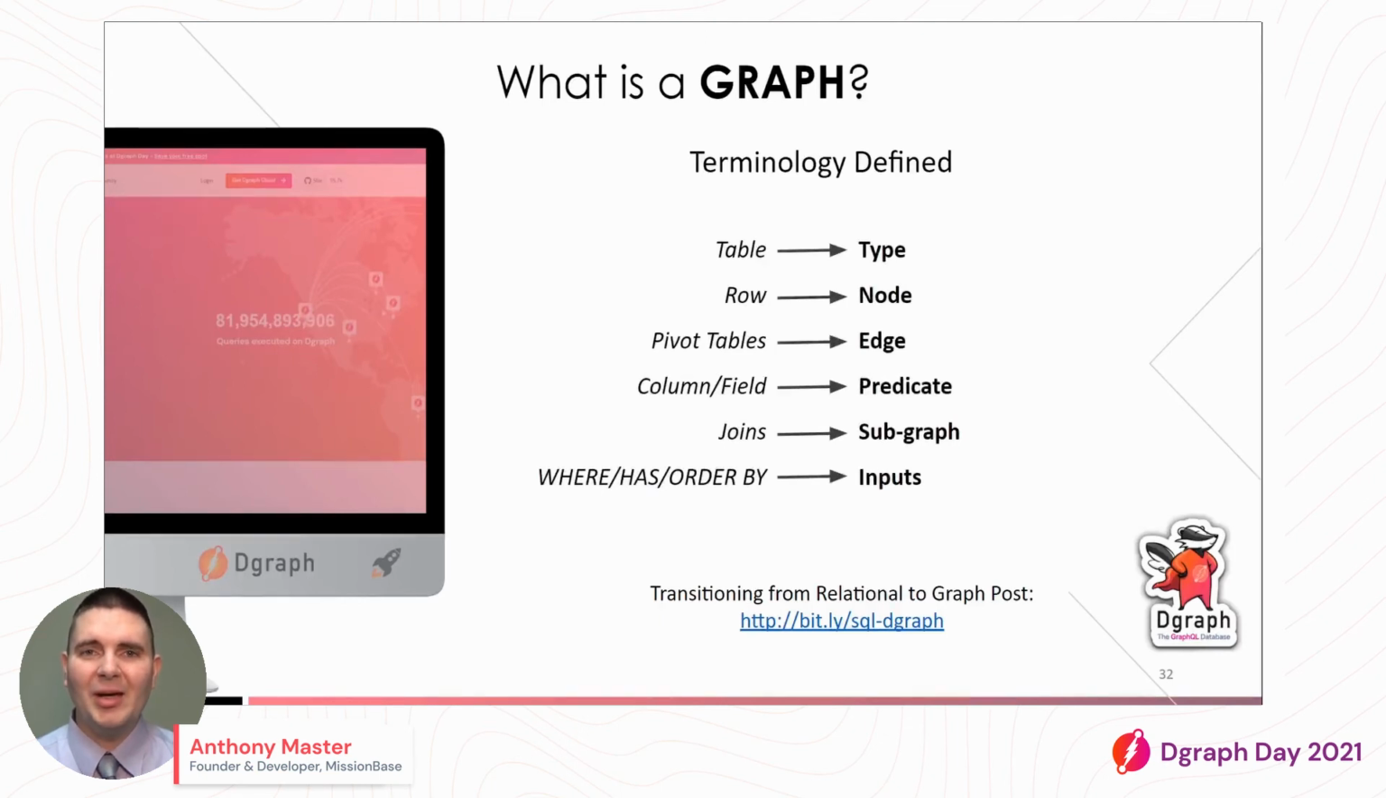A table becomes a type. A row of data becomes a node. Now in a graph, a type does not hold nodes, rather a node is labeled by a type. This type defines the properties that are available to that node. Back to the terminology. What we call pivot tables need to be thought of as edges. What we call columns or fields need to be understood as predicates. Joins and relational lingo can be understood as subgraphs. And our SQL clauses such as where, has, and order by become inputs and sometimes directives.